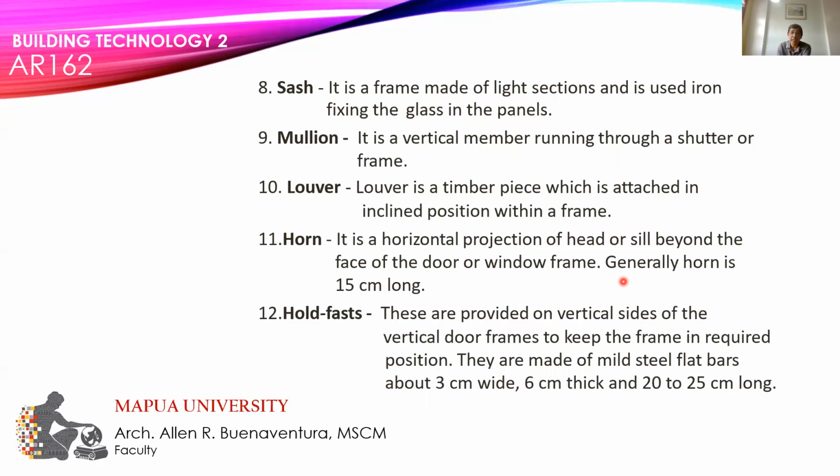Holdfasts are provided on vertical sides of the doors to keep the frame in the required position. They are made of mild steel flat bars, about 3 centimeters to 6 centimeters thick and 20 to 25 centimeters long.